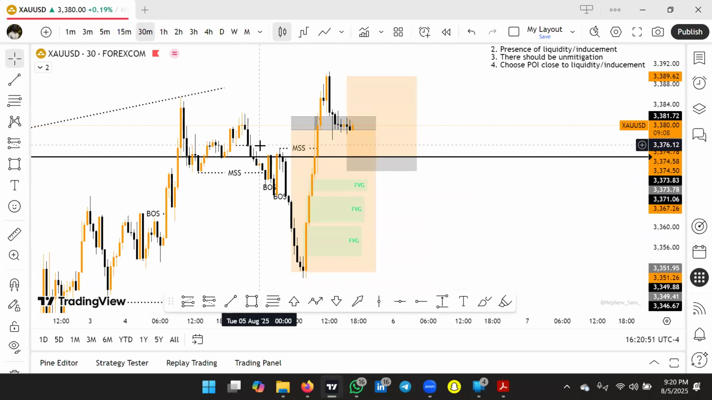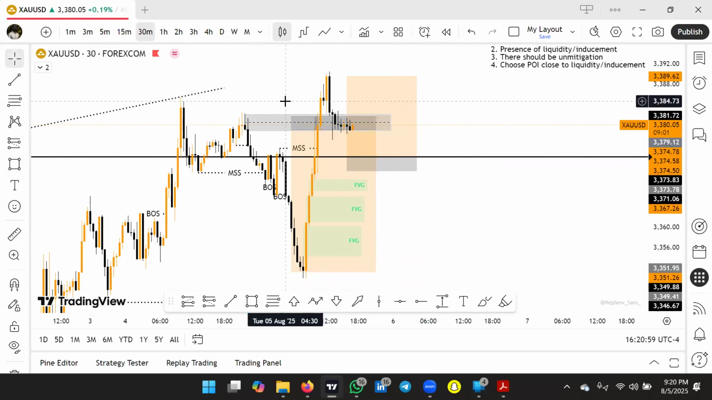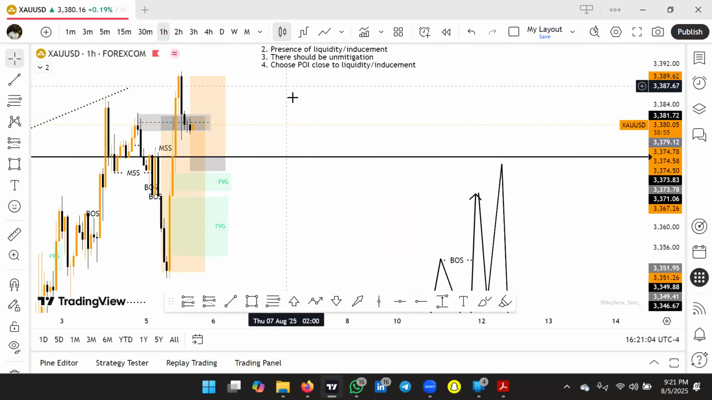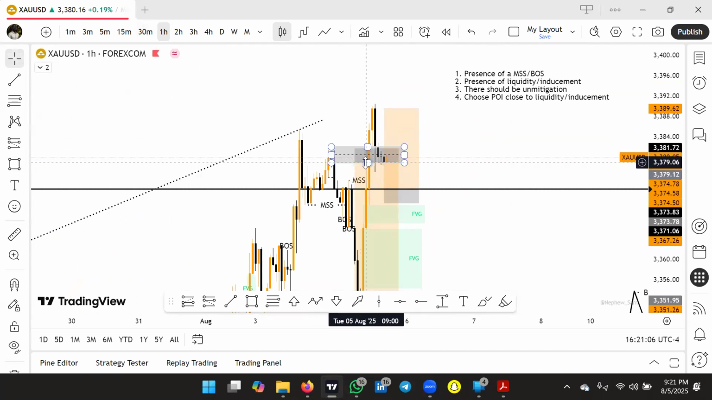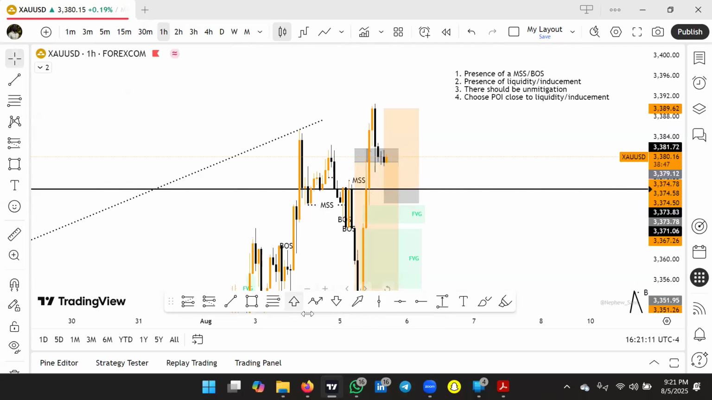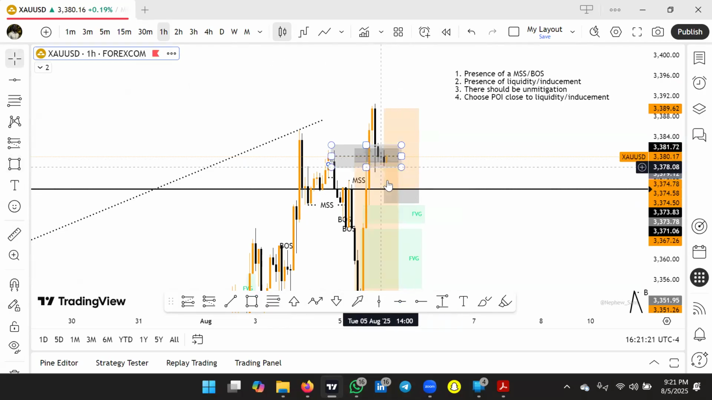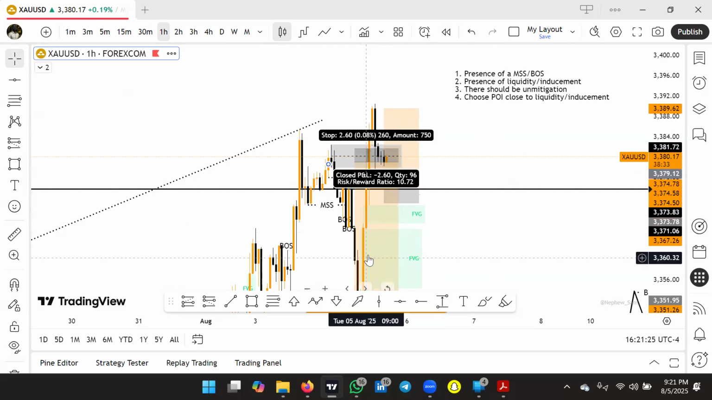Let's forget about the reason why I took the trade. I was expecting price to come back to this order block. I think I used the 1 hour order block. So I was expecting price to come back to this order block here. This is the order block here. So what you see, price came back to it, respected it, and bounced to the sell side.